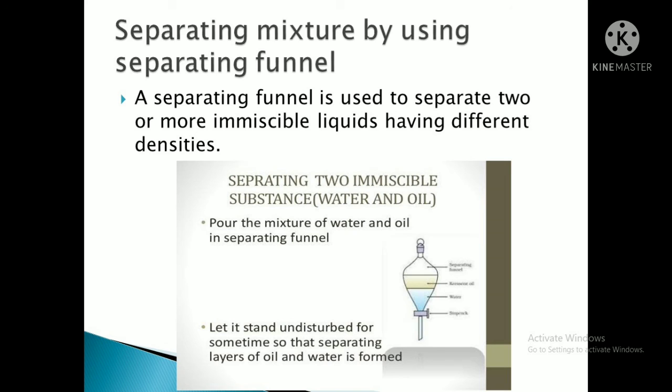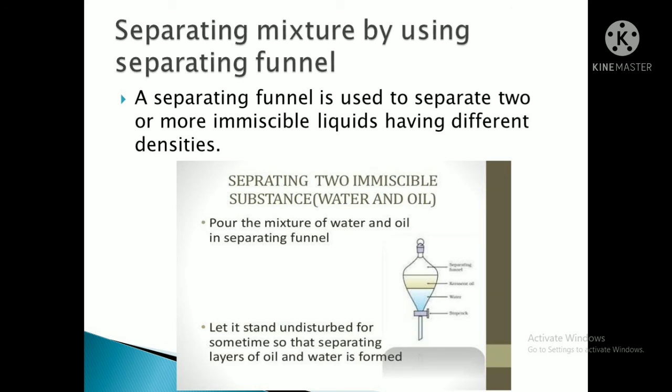There is a stopcock there. Slowly we will keep it, let it stand undisturbed, and we will not touch it for some time. Then they will form layers. Two layers will be there. One is of oil, one is of water. Denser will be below and lighter will be above. Obviously water will be below and oil will be above.